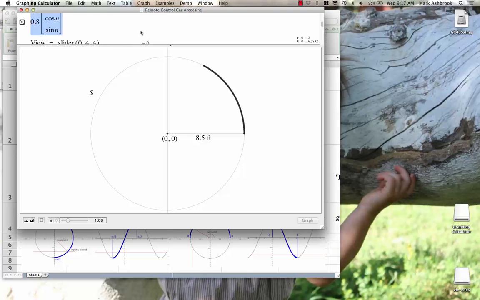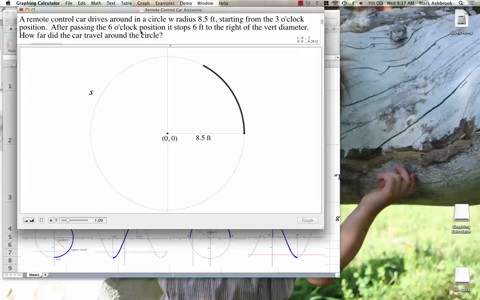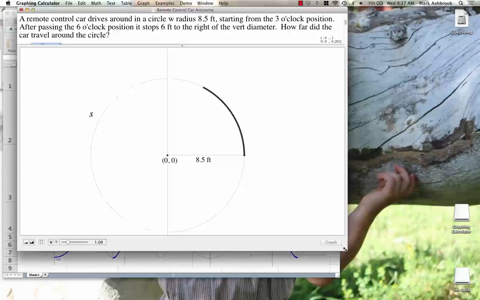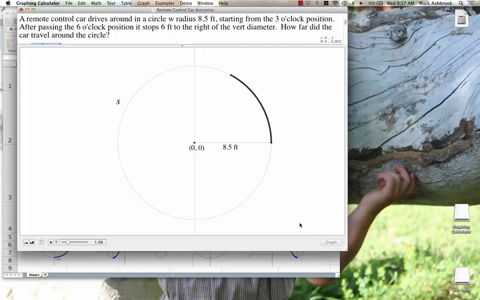So I've got a remote control car. It drives around a circle with radius 8.5 feet, starting from the 3 o'clock position. After passing the 6 o'clock position, it stops 6 feet to the right of the vertical diameter. How far did the car travel around the circle?